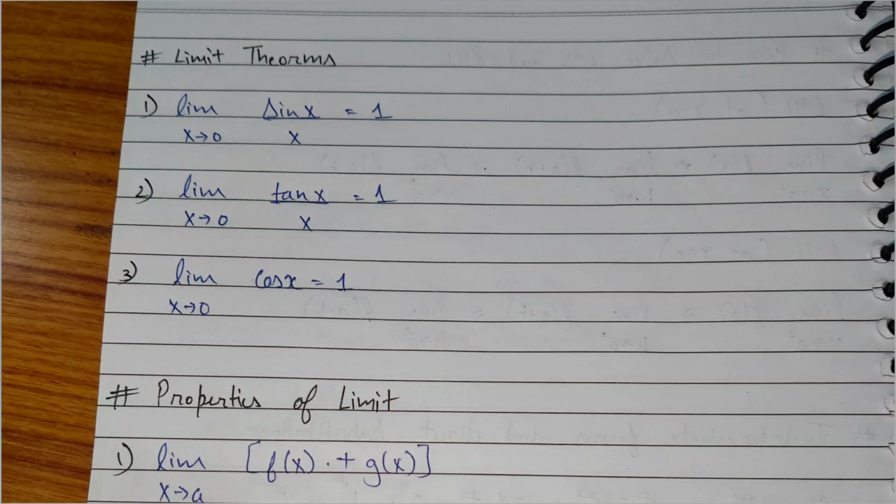In the last video we had a function x, but here we have trigonometric functions: sin x, tan x, cos x. Now we put them in a limit where x approaches 0 and solve. We get that sin x upon x is equal to 1, tan x upon x is equal to 1, and cos x is equal to 1.